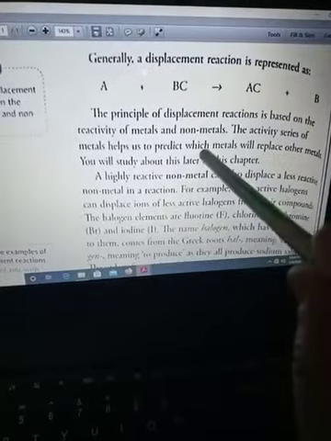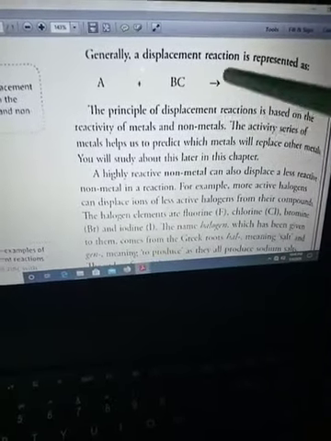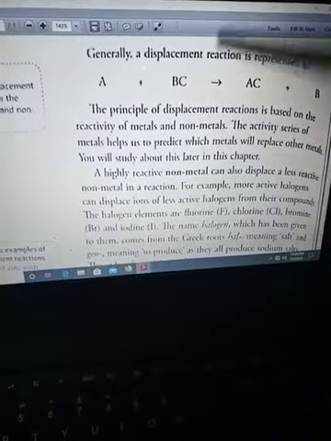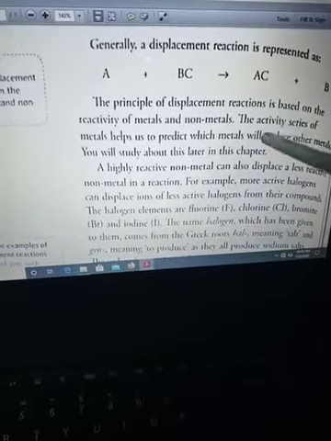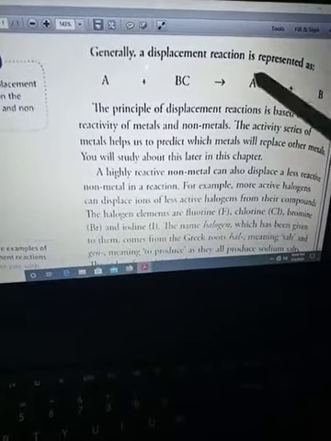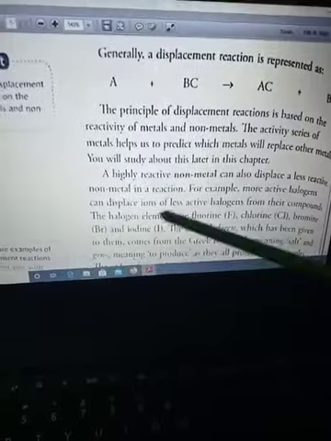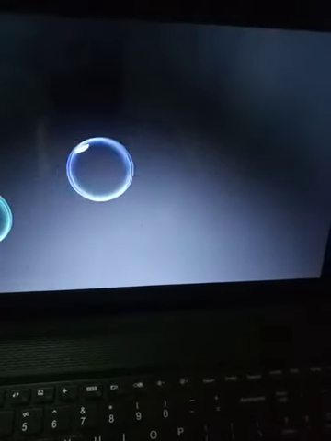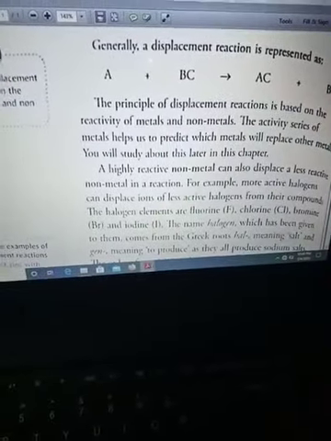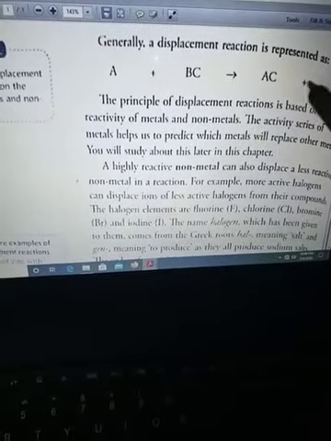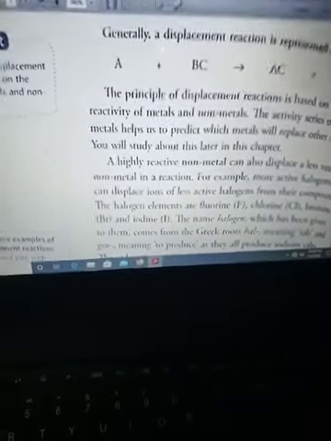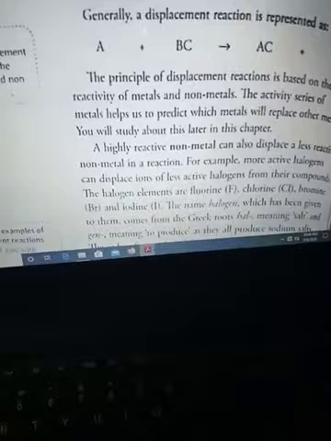Now this displacement reaction is based on the reactivity of metals and non-metals, and we have the activity series of metals, which will help us to predict which metals can replace other metals. We'll study about this later in this chapter.